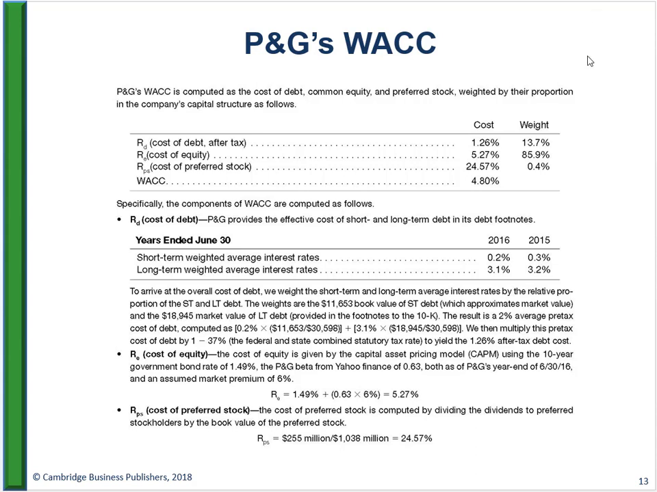Okay, let's revisit that weighted average cost of capital. We looked at this last week, and we noticed that our cost of debt in Procter & Gamble's case here is 1.26%. Our cost of equity is 5.27. The cost of the preferred stock is 24.57 for a weighted average cost of capital of 4.80. And one of the things that jumps out at me immediately is that the cost of the preferred stock is 24%.